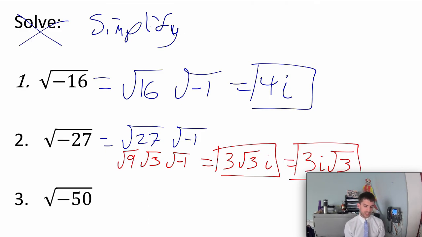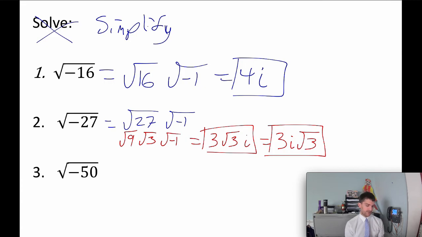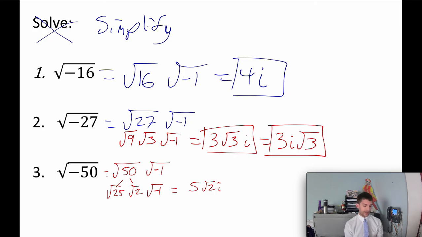Now we're going to do something pretty similar for this last one here. Square root of negative 50. We have the square root of 50 times the square root of negative 1. Well, 50 we can break up, so we can make it the square root of 25 times the square root of 2, because 25 times 2 gives us 50, times the square root of negative 1. The square root of 25 is 5, the square root of 2 is still the square root of 2, and then the square root of negative 1 is i. So rewriting it, 5i square root of 2. So we can now finally take square roots of negative numbers.